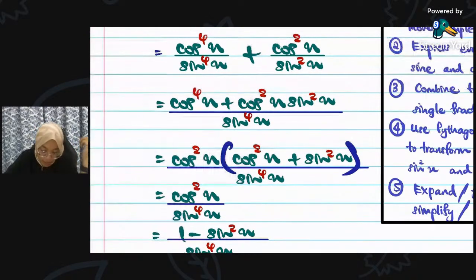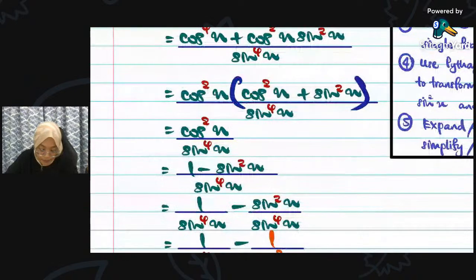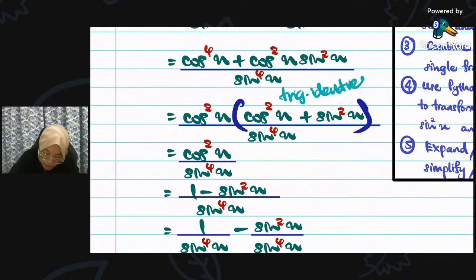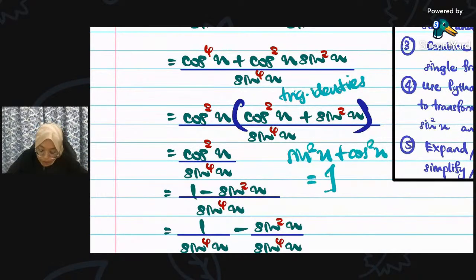So now saya bawa keluar cos squared, and then dekat sini, this is what you call as trig identity. I write it down. So trig identities adalah sine squared x plus cos squared x is equals to 1. So this is going to give us a value of 1. Trig identity adalah paling senang kot untuk hafal. Jadi saya rasa semua orang patut tahu. Very easy, hafal and then cancel.